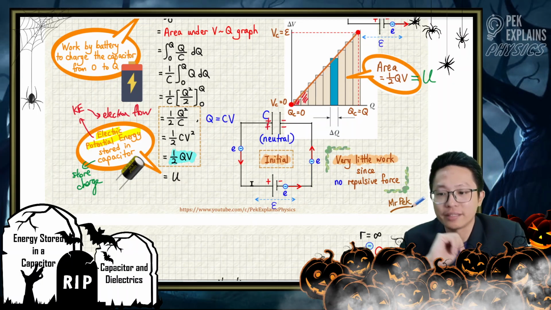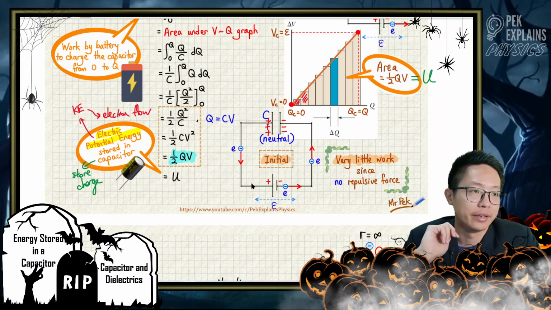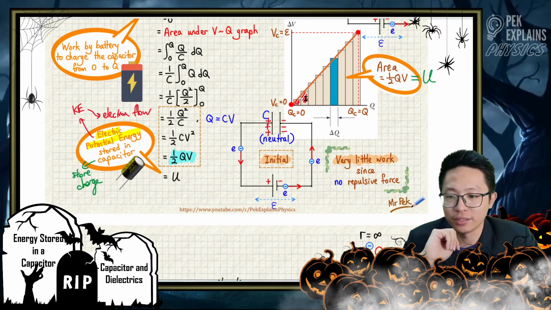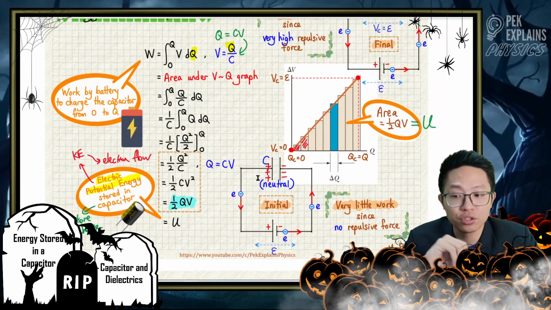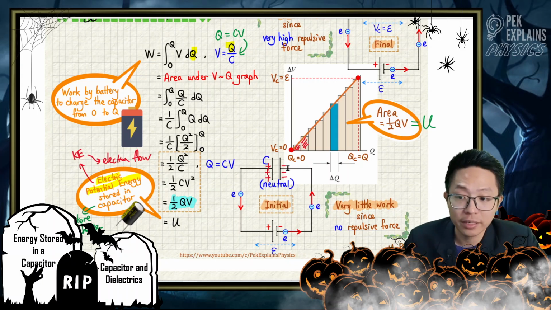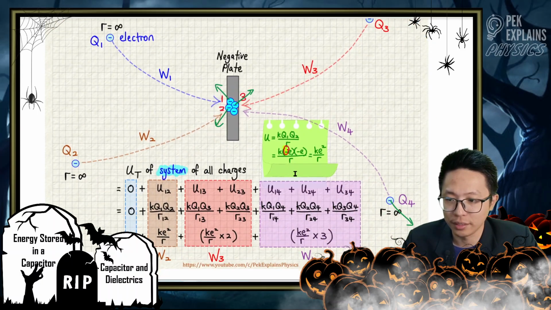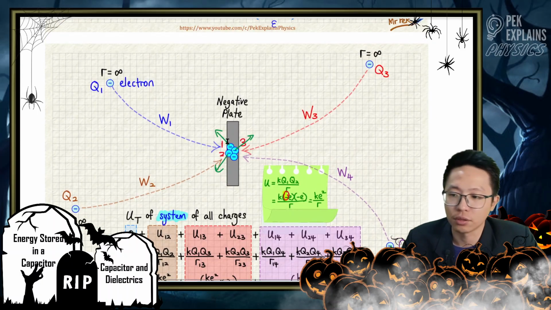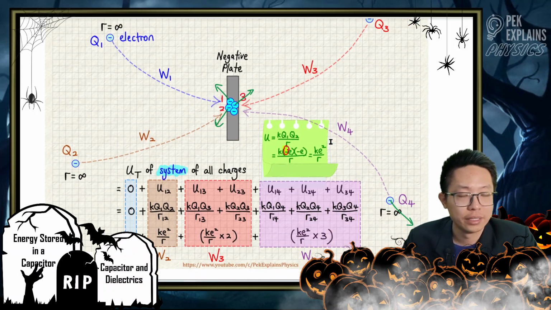So that is the work done 3. Okay, even harder already. Now you want to bring the fourth charge from the positive plate to the negative plate. It experienced repulsive force already because there are 3 charges already. So the work done for the fourth is even harder.